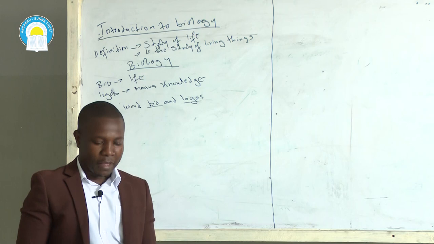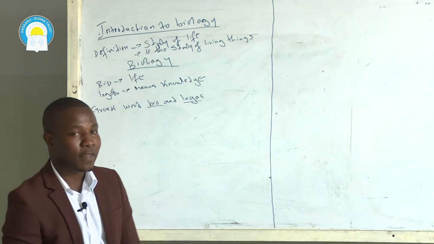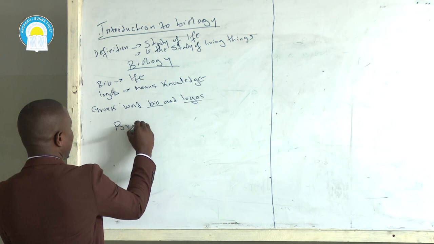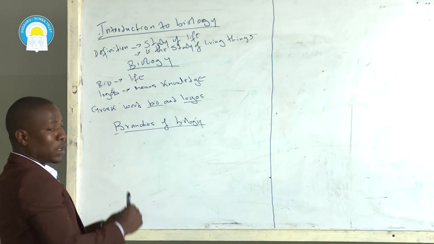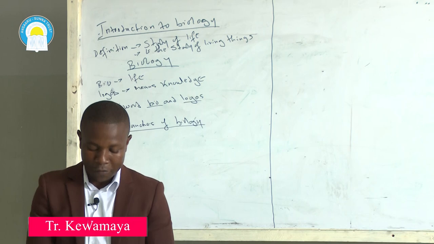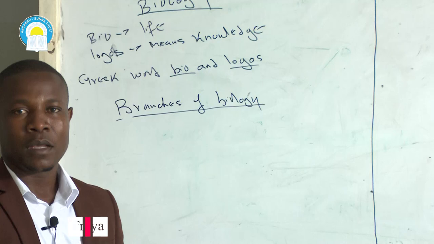So number two, we go to branches of biology. Another subtopic, branches of biology. There are several, or many, branches of biology. But we have three main ones. We have three main branches of biology.